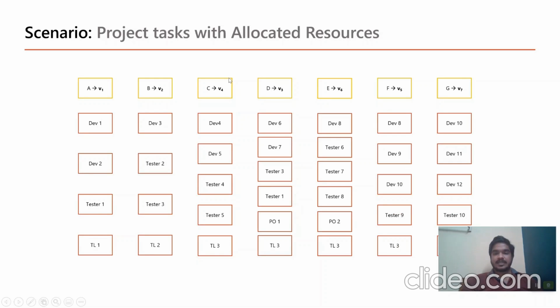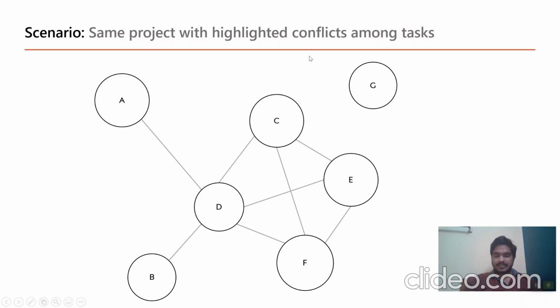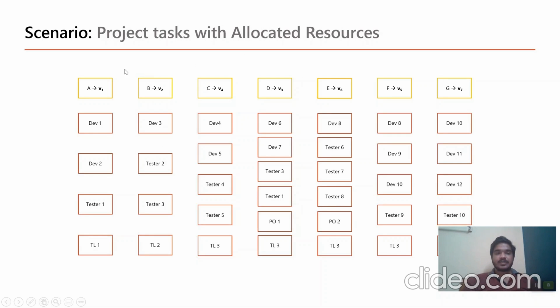Now let's take an example of this particular scenario where we have 7 tasks in a particular project. Each task has been named A, B, C, D, E, F, and G, and each of the tasks is currently owned by a particular team. So task A is done by dev 1, dev 2, tester 1, and technical lead 1. B is done by dev 3, tester 2, tester 3, and technical lead 2. At the same time, the others are also done by their own respective resources.